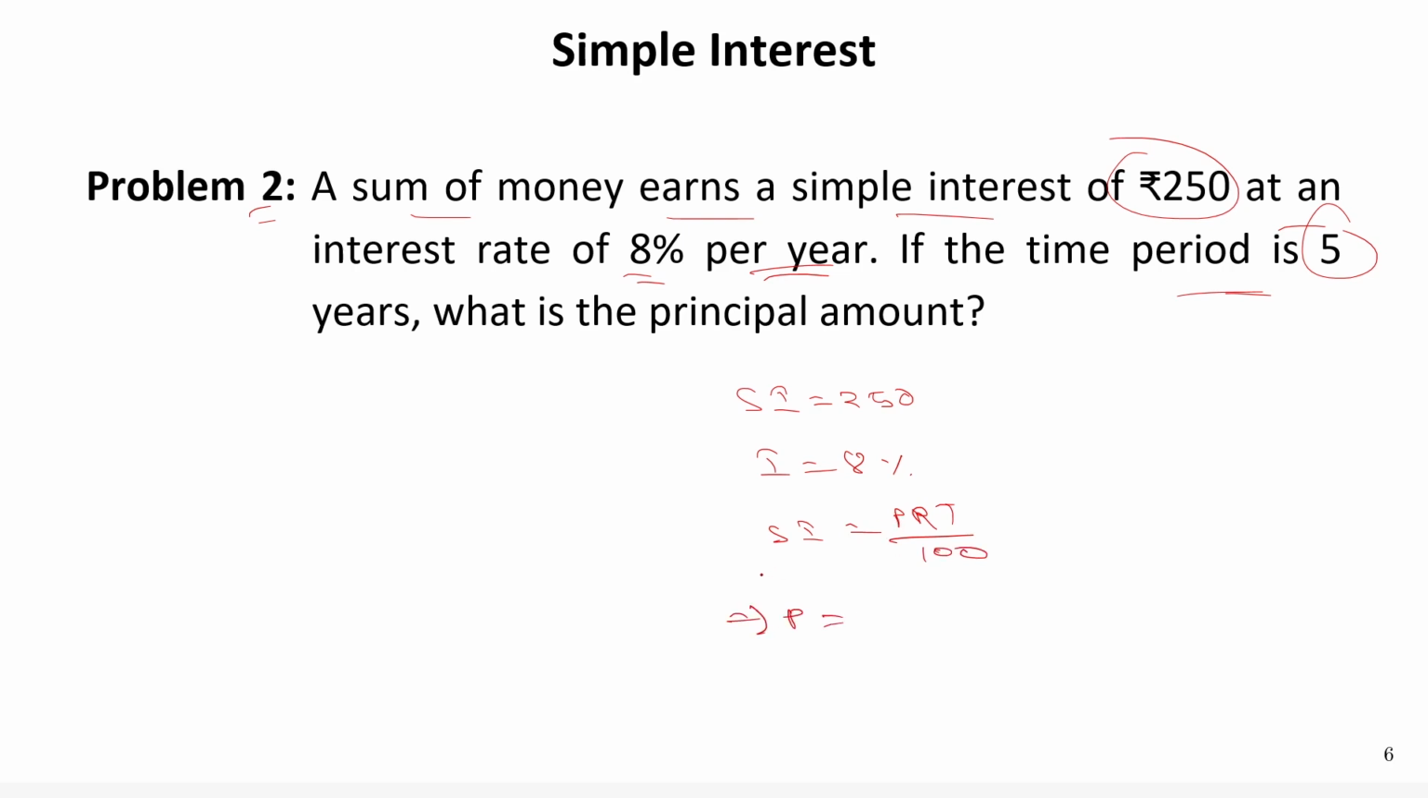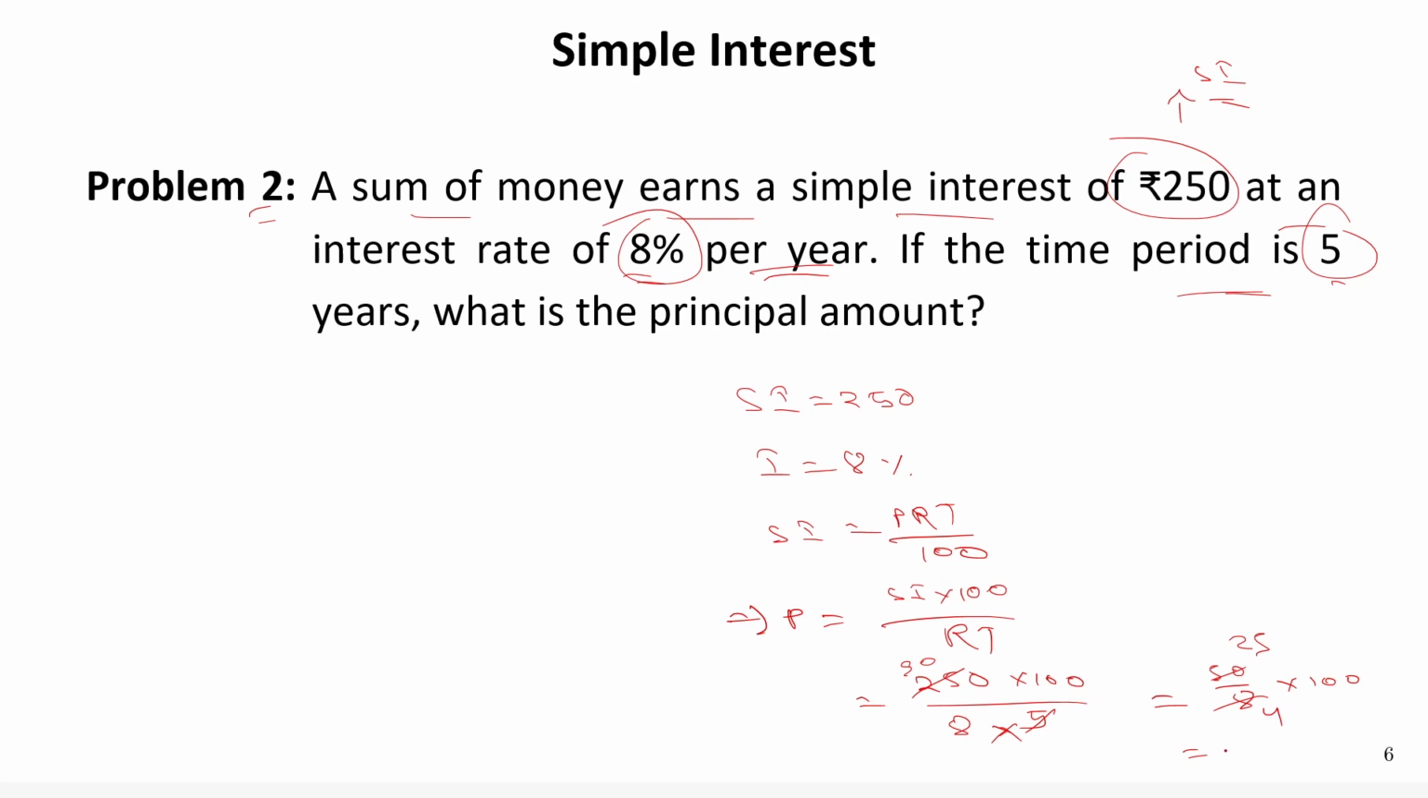So let P be on the left hand side and all the other terms on the right hand side. It will be equal to SI into 100 whole by RT. SI is given to us as 250, into 100, whole by R into T. R is given as 8% per year, so R is equal to 8. T is 5. By dividing 250 by 5, we are left with 50. So 50 by 8 into 100 is equal to 25 by 4, which is 12.5 by 2 into 100. This is nothing but 1250 by 2, which is equal to 625. So 625 must be the principal amount.